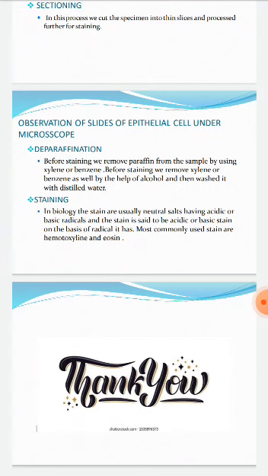After deparaffinization, we do staining. In biology, the stains are usually neutral solids having acidic or basic radicals and the stain is said to be acidic or basic on the basis of the radical it has. Most common stains we use nowadays are hematoxylin and eosin.